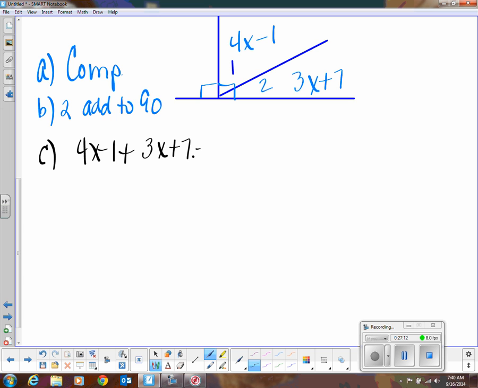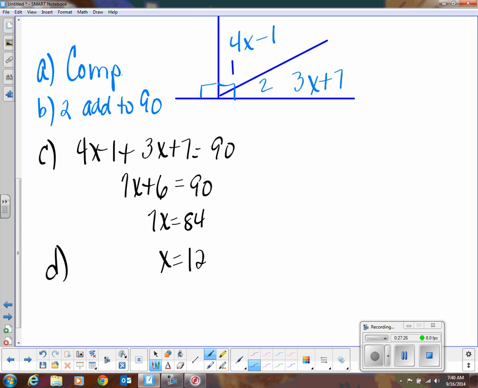Right, equals 90. So now you're going to say 7x plus 6 equals 90. So you're going to have 7x subtract 6, you get 84. I think x is 12. So that would be our part D, and then E asked us for HBD. So HBD, that's not what it is. That's it. So this is H, this is B, this is D.